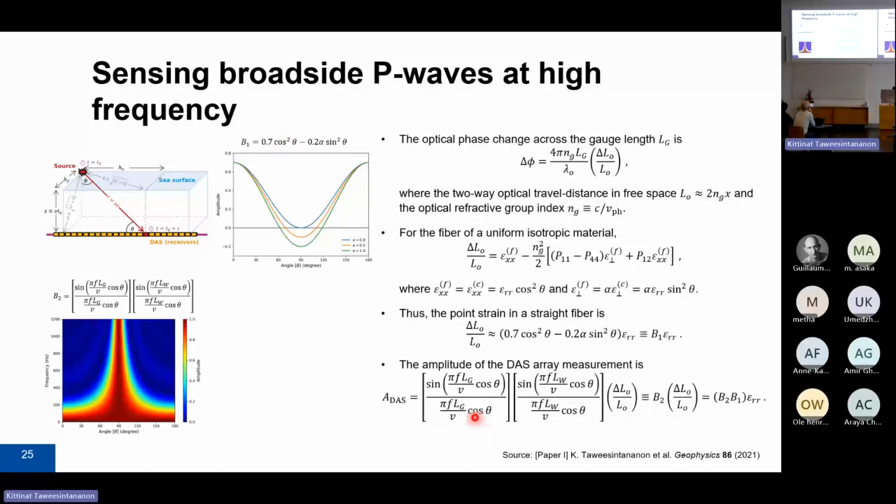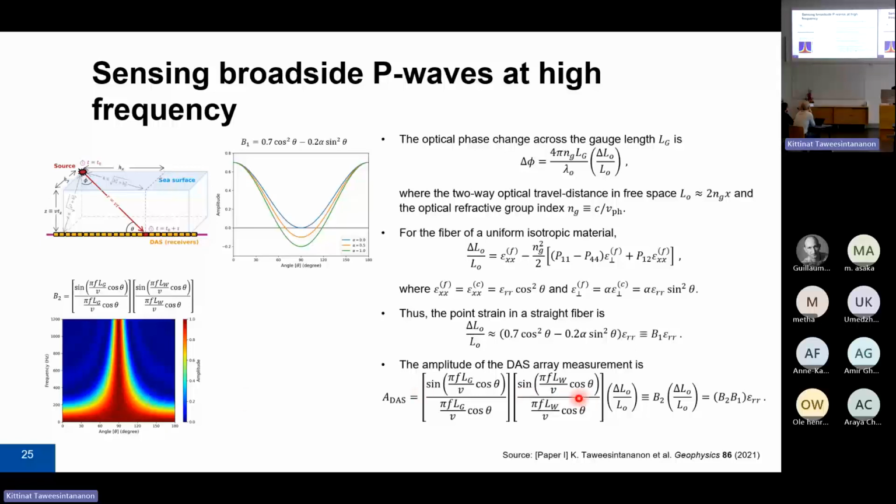Another amplitude directivity is about the fact that DAS is an array measurement. So you will form the amplitude directivity for two arrays. So it comes to this term and is plotted here.